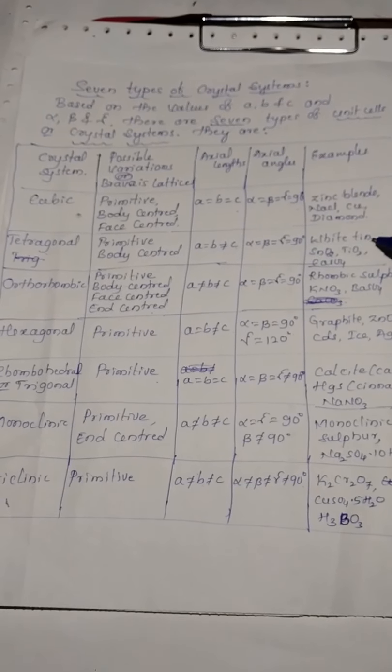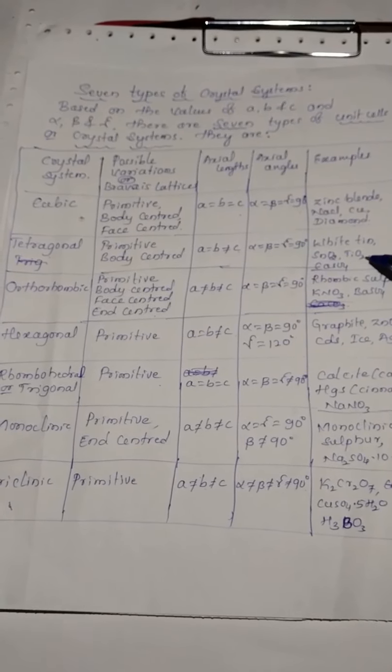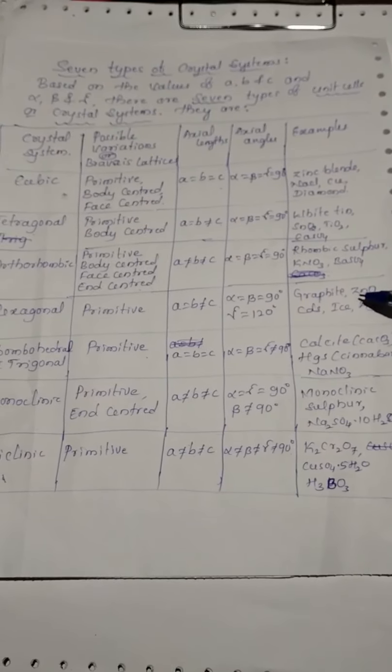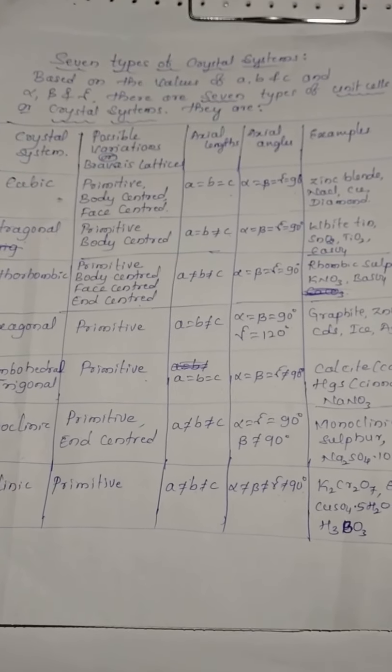These are the examples of cubic crystal system. White tin, tin oxide, titanium oxide, calcium sulfate. These are the examples of tetragonal crystal system. Rhombic sulfur, potassium nitrate, barium sulfate. These are the examples of orthorhombic crystal system. Similarly, graphite and zinc oxide, cadmium sulfide, ice and silver iodide. These are the examples of hexagonal crystal system. Calcite, cinnabar, sodium nitrate. These are the examples of rhombohedral or trigonal crystal system.